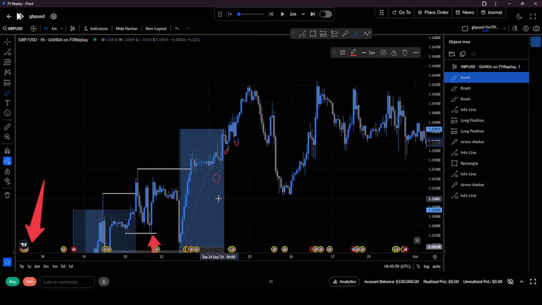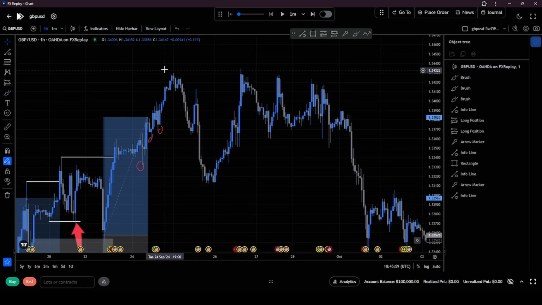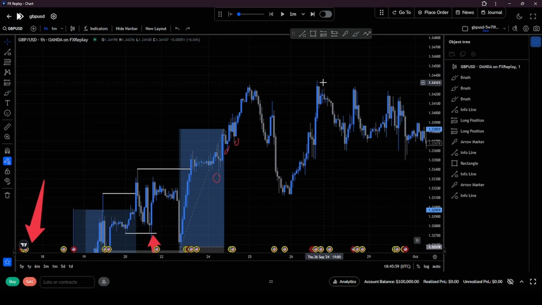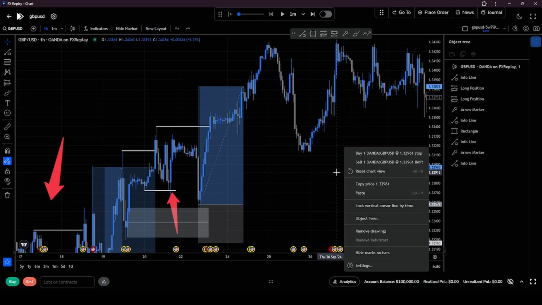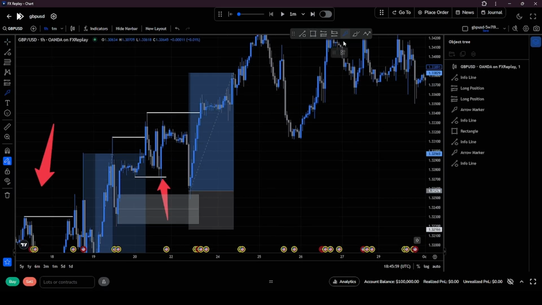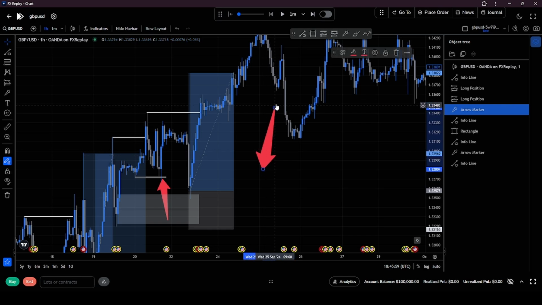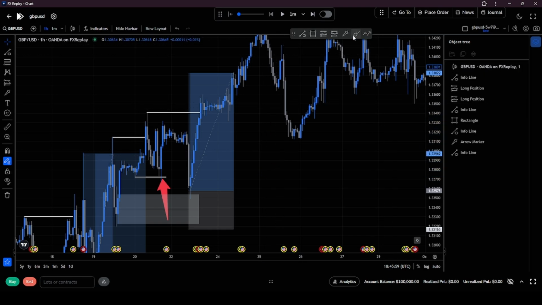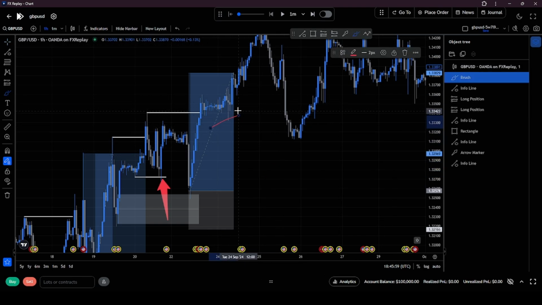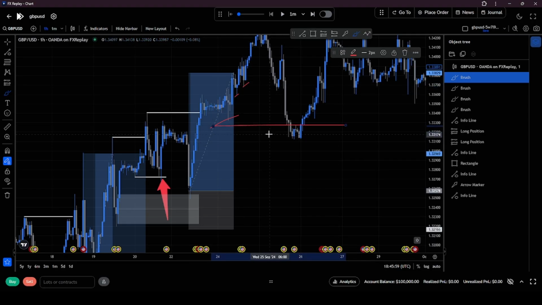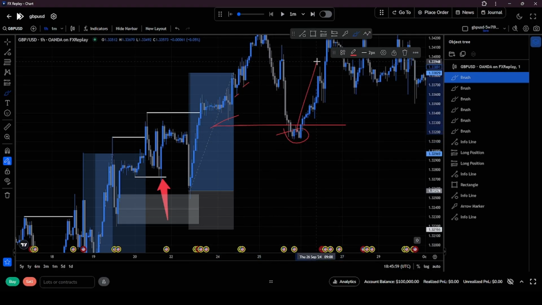Major inducement. So price didn't sweep any inducement before going up to give another break of structure. So price came back, swept all of that liquidity here, which is the inducement, swept it, and then dish out again.